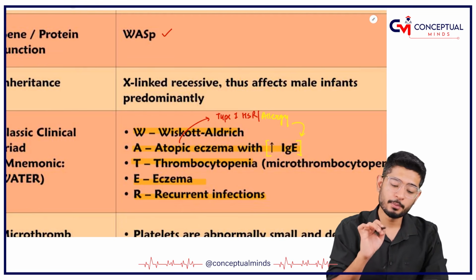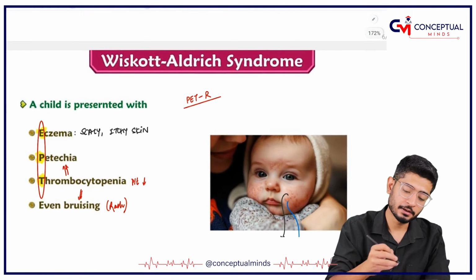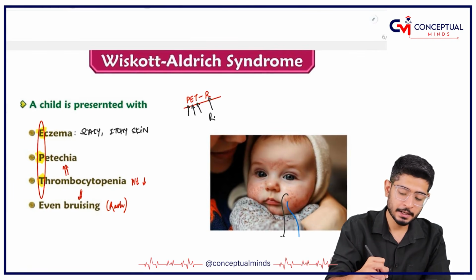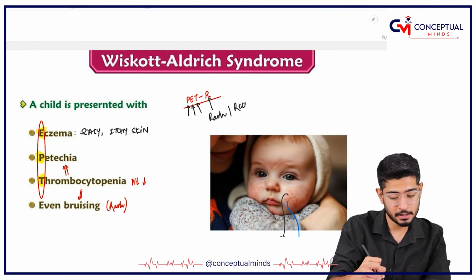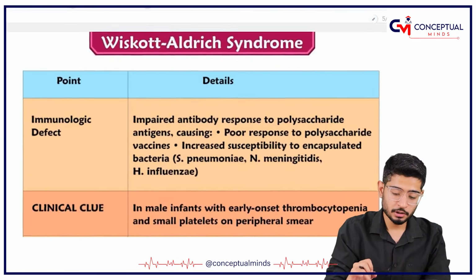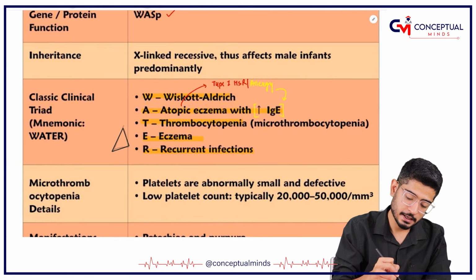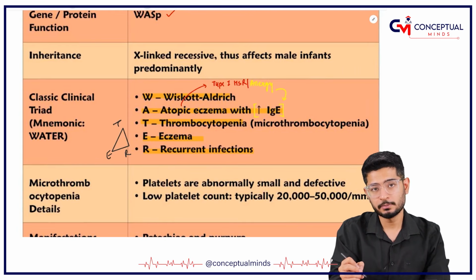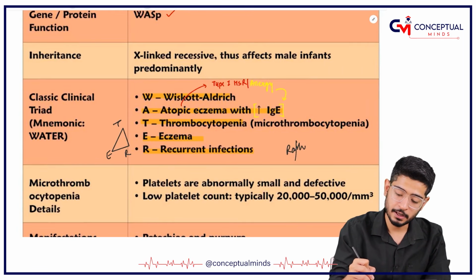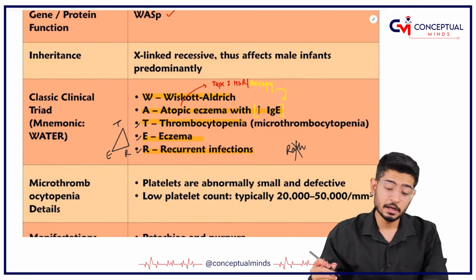So actually this is the proper triad. If you want to add this in PET-R, you can add P for petechial hemorrhages, E for eczema, T for thrombocytopenia. R, I told you, can be rash also, but R is actually the recurrent infection. This is the most important hint. The WATER mnemonic is extremely important, don't forget it, because TER is actually the triad. If they ask which is not part of the triad, rash is not part of the triad, whereas thrombocytopenia, eczema, and recurrent infections are part of the triad.